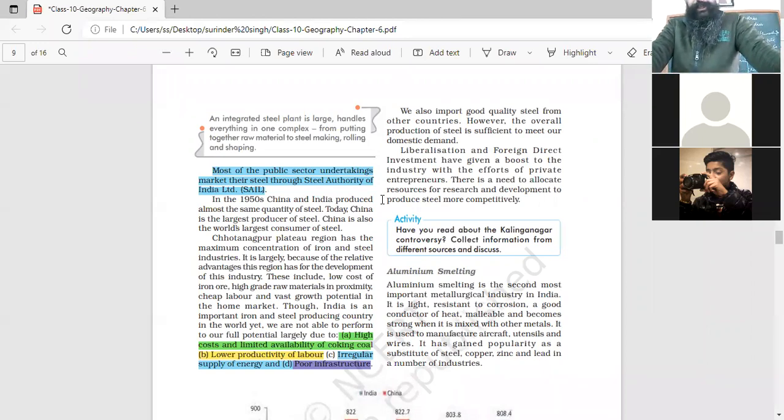Next, obsolete machinery. Most industries were located just after independence, so they are over 50 years old. Such older machinery is responsible for wastage of iron at the time of extraction, processing, and manufacturing.